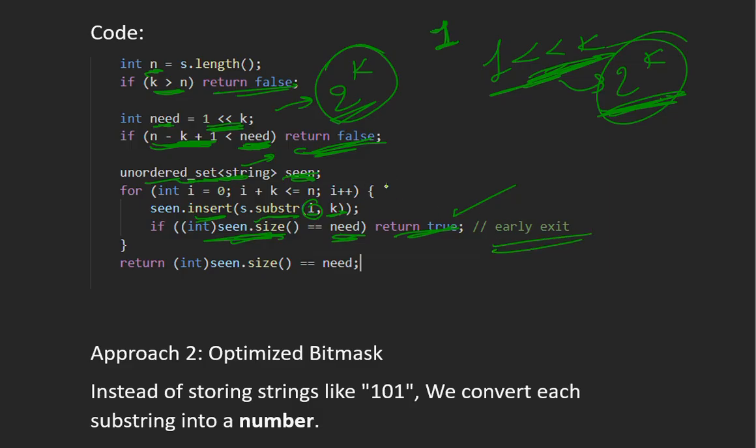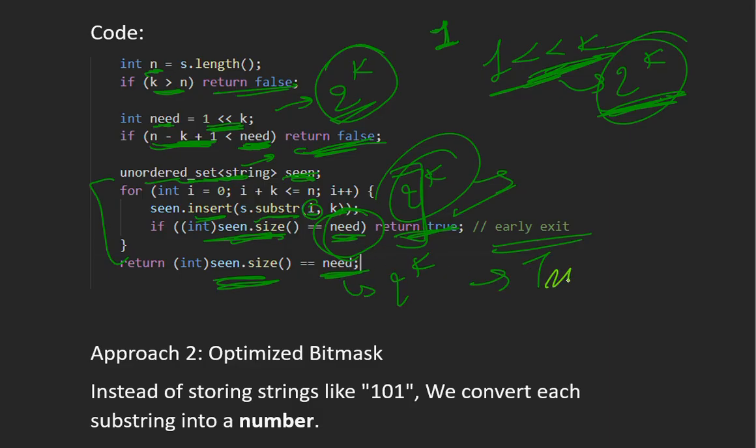This is an early exit, meaning instead of checking all the substrings, we stop whenever we get 2 to the power k substrings. And at the end, after the loop, we again check the size, and if the size is equal to need, which is 2 to the power k, then also we return true. Else if the condition is not satisfied, it automatically returns false. So the time complexity here is big O of n times k.